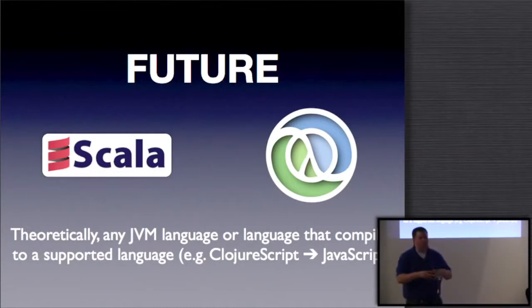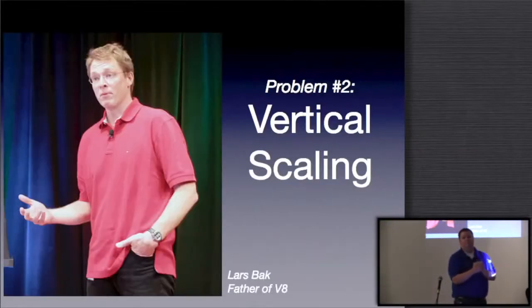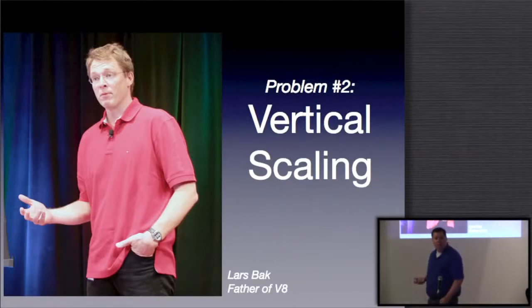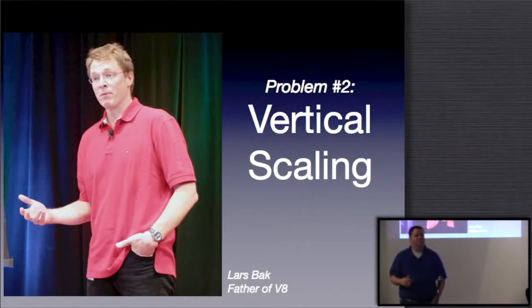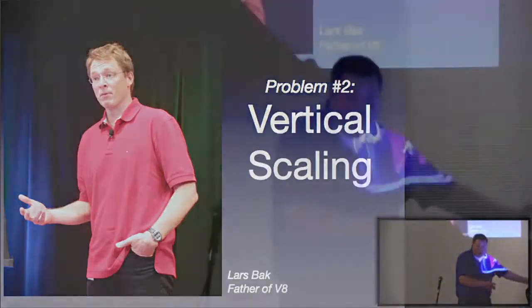So now that we've examined the language issue, let's take a look at the second problem. Vertical scaling. So Node.js instances are inherently single-threaded. Why? Because V8 itself is inherently single-threaded from the perspective of the programmer. Now, there are ways around that, but they involve low-level hacking.